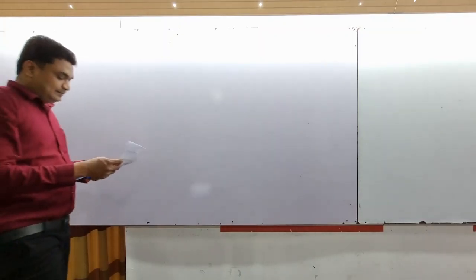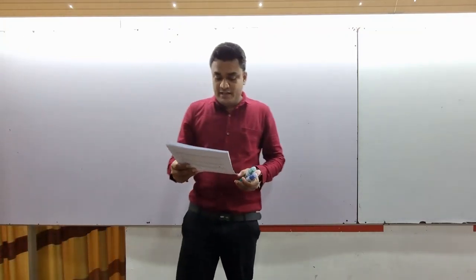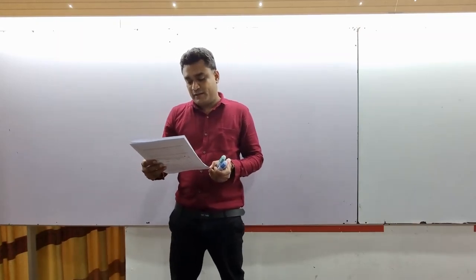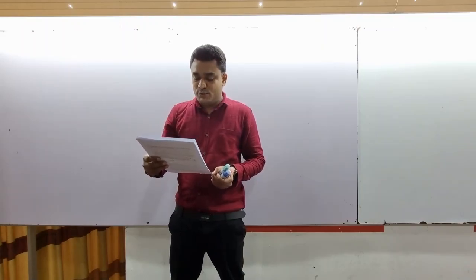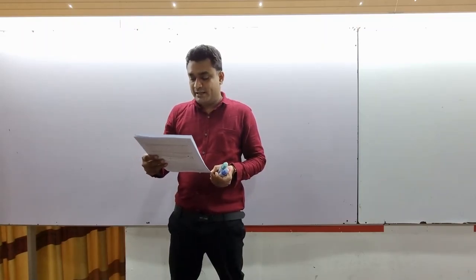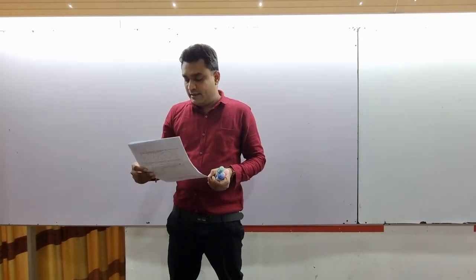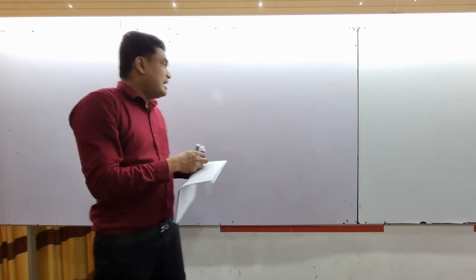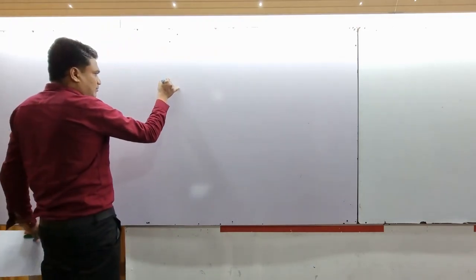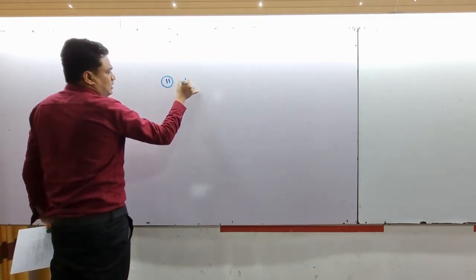Question number 11. If equal masses of two liquids of densities D1 and D2 are mixed together, the density of the mixture is, right, their masses are equal. Question number 11.